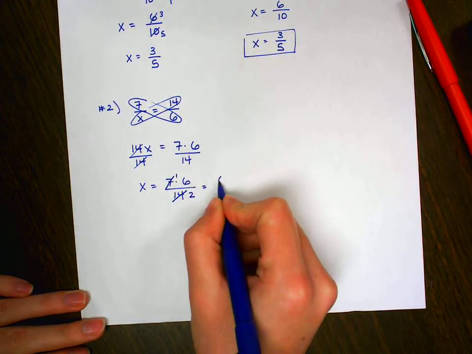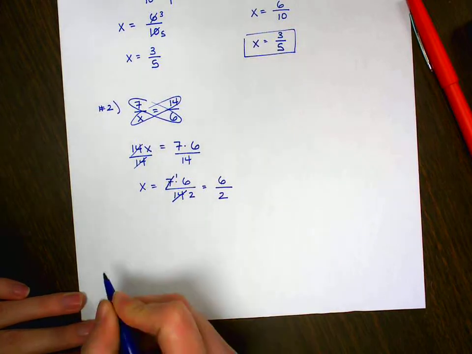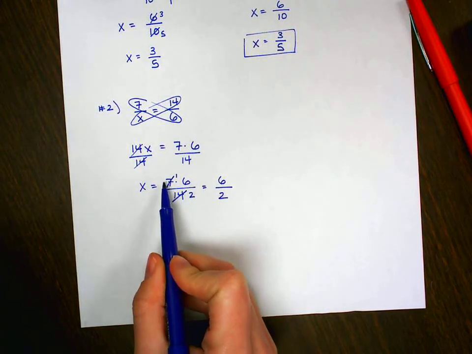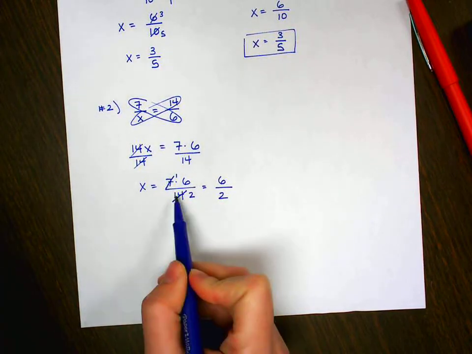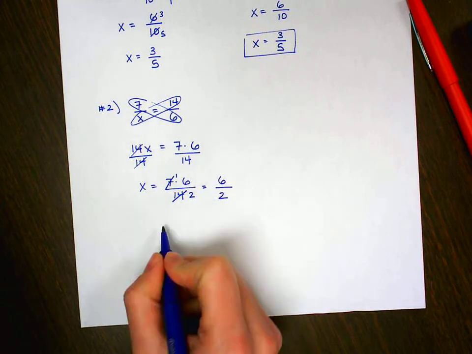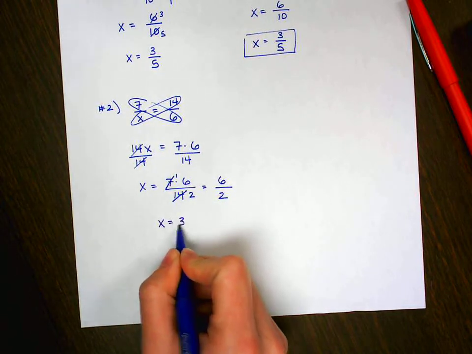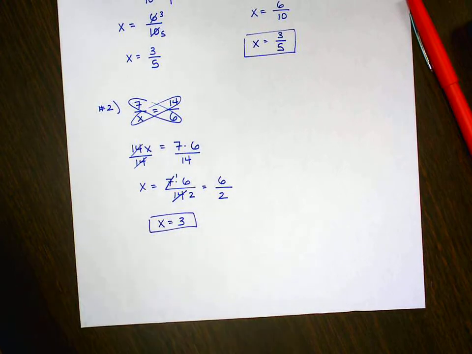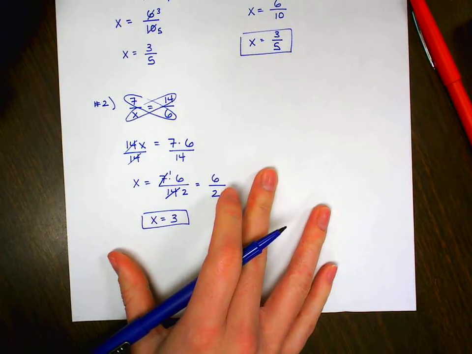1 times 6 is 6, and then I have 2 in the denominator. Well, that was much easier to deal with than 7 times 6, which is 42, all divisible by 14. And then if I simplify this really quickly, I'm going to get that x equals 3. Let's do one more together.